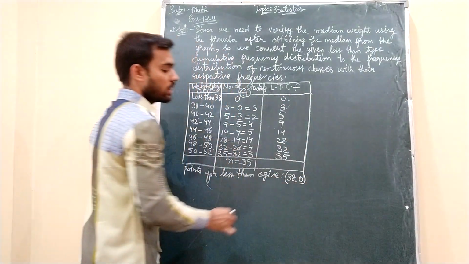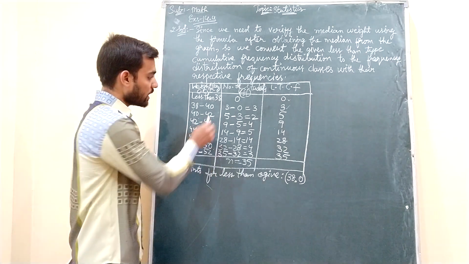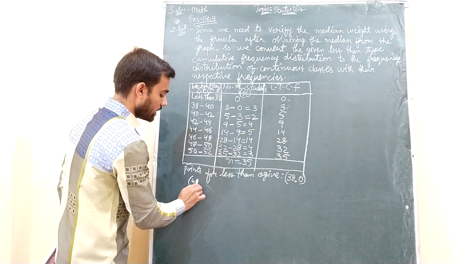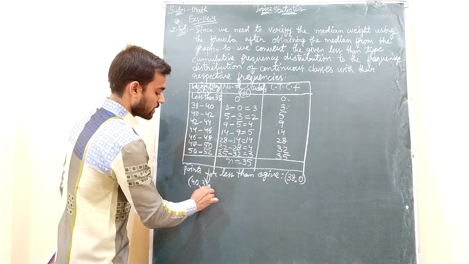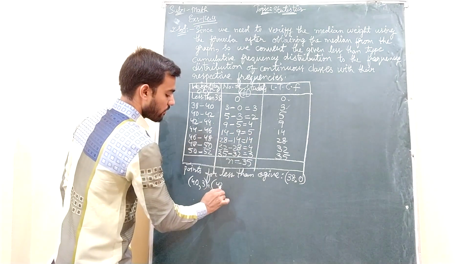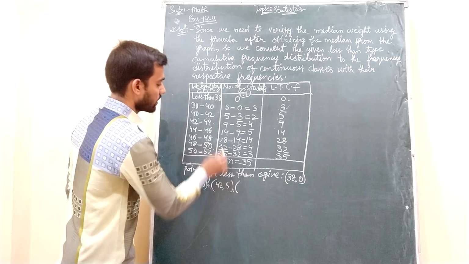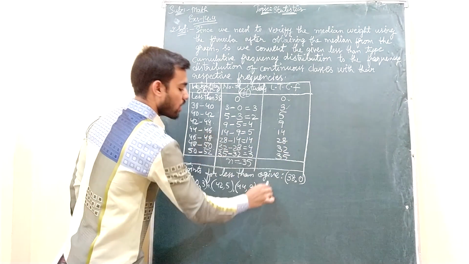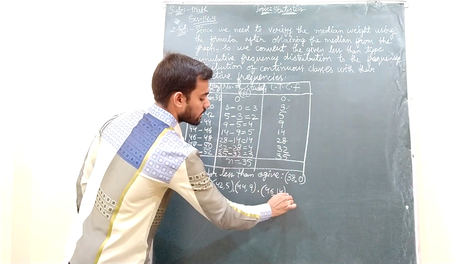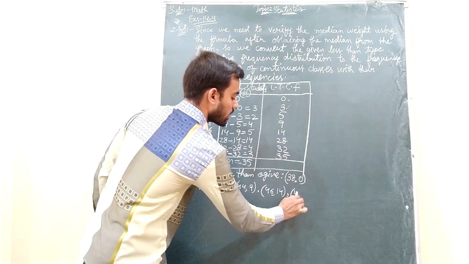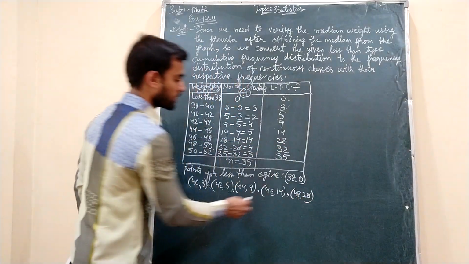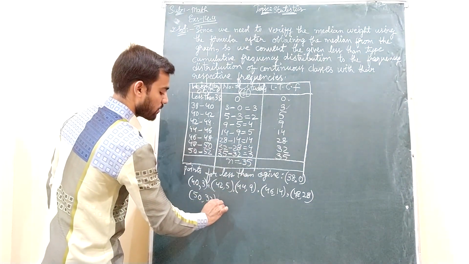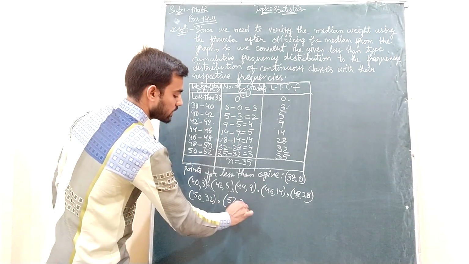So 38, 0 is our first point. Next, this is our next upper boundary and the cumulative frequency is 3. So the next point is 40, 3. Next point is 42, 5. Then 44, 9. Next 46, 14. Next 48, 28. Then two more points, 50, 32, and the last point is 52, 35.